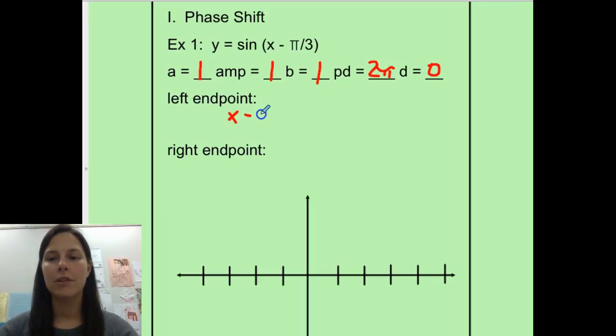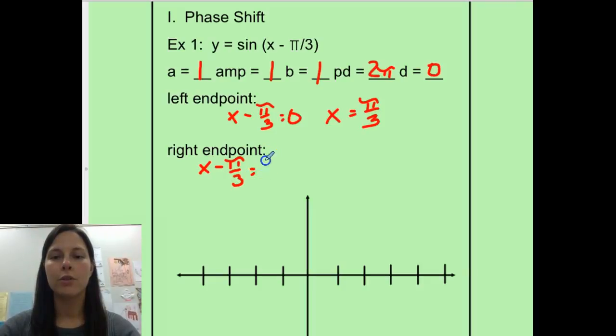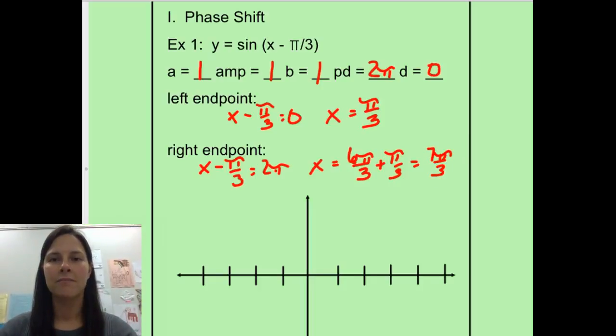Setting what's in the parentheses equal to 0 to get our left point, our graph will start at pi over 3. The first period will start at pi over 3 instead of 0. To get our right endpoint, we set what's in parentheses equal to 2 pi. In order to add pi over 3 to both sides, we need a common denominator. So 2 pi becomes 6 pi over 3 plus our pi over 3. The ending of the first period of our sine function will be 7 pi over 3.